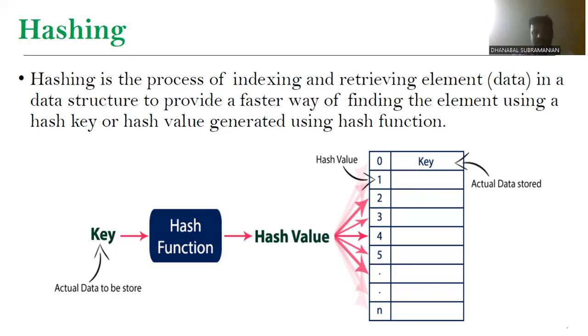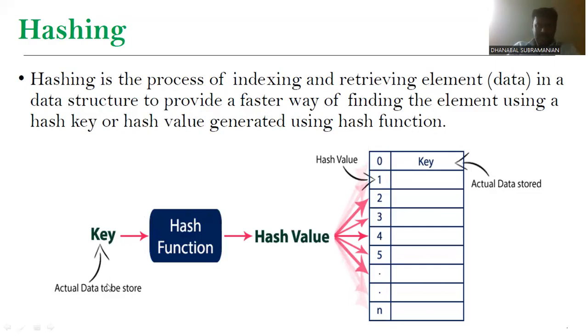What is the purpose of hashing and what is the advantage of hashing? If you have not implemented hashing techniques in your computer, it's very difficult to retrieve the data, and otherwise, storing the data in your computer is very difficult. If you are using hashing techniques, it's easy to retrieve the data from your computer, and storing or finding the data in your computer is the easiest method. It is a faster way of finding the element using a hash key or hash value generated by hash functions.